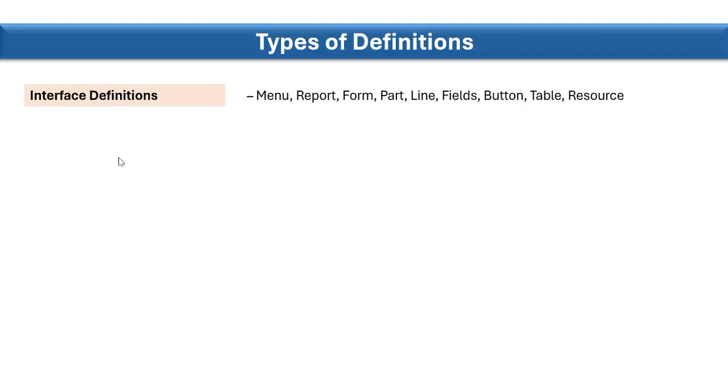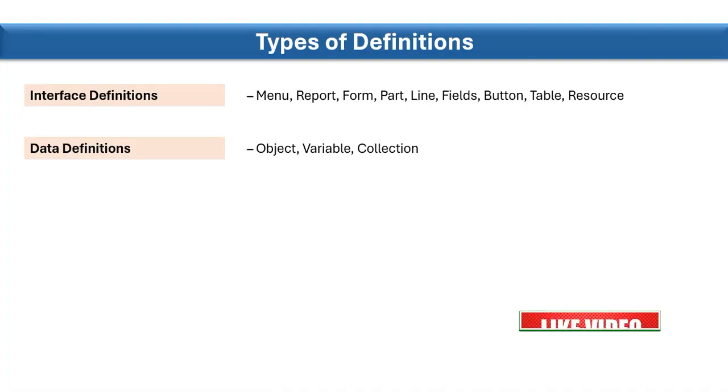Then the other definition we will have is data definition. It will have objects, variables, collections. Whatever the thing actually is, the reports, forms, parts, lines, fields, all these are objects only. So we have to understand how to manipulate those when we consider it as a definition, and then when we put it in our line items.